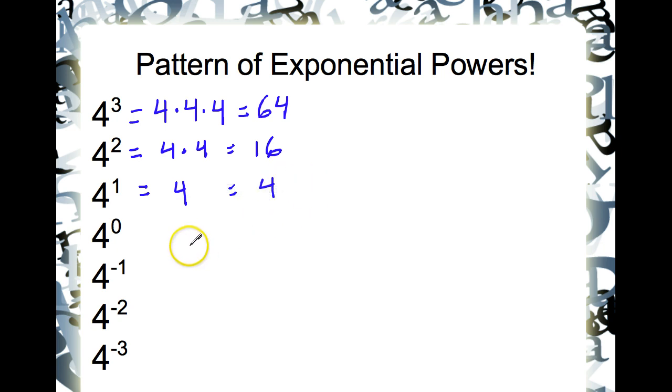Okay, now this is a tough one right here. 4 to the 0 power. Students forget what that is. They want to say 0. Okay, it's not so, and let's figure out why.